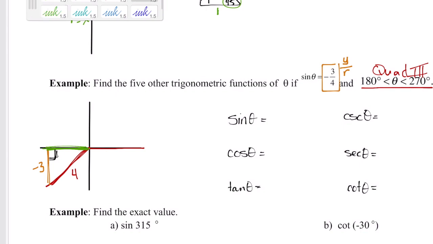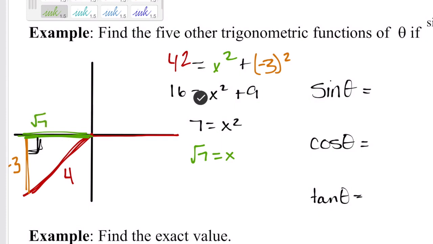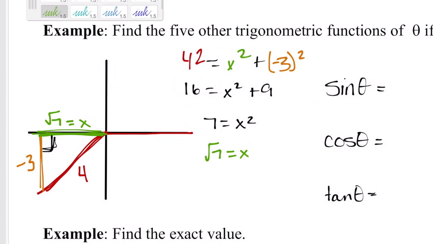So I would have 4 squared is equal to my x squared plus the -3 squared. So I would have 16 equal to x squared plus 9. So 7 would be equal to x squared, which means square root of 7 is my x. And because my square root of 7 is over to the left, this means it's going to be a negative square root 7.